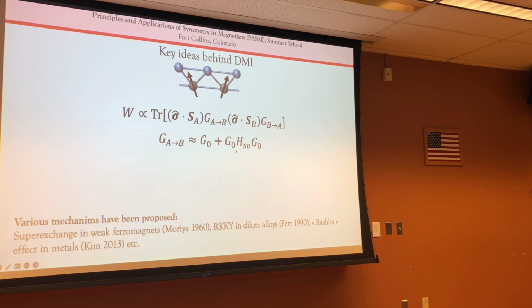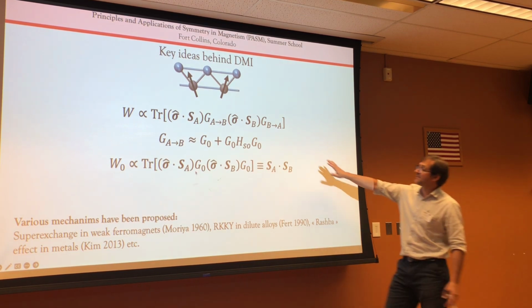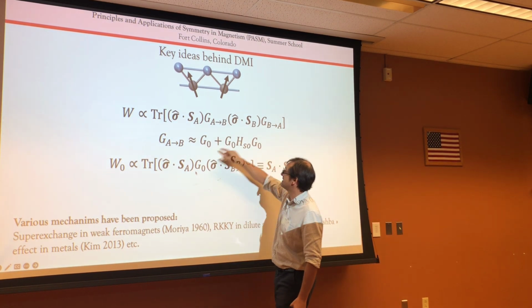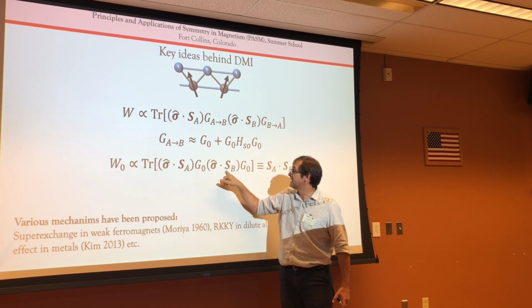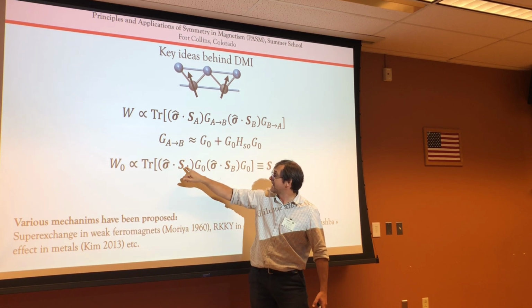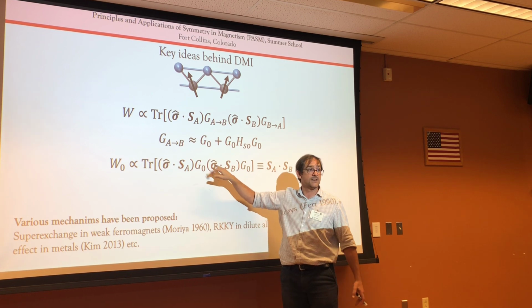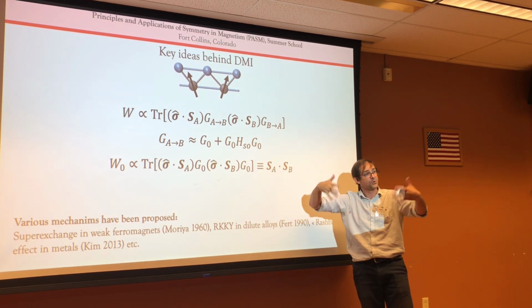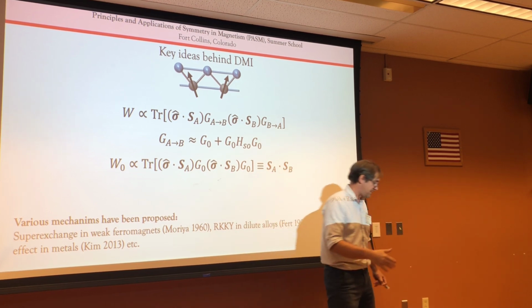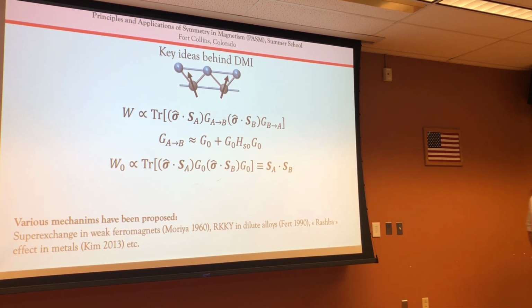Okay, that's for the theorists in the room. When you implement this Green's function inside this trace, you see that in the absence of spin-orbit coupling, this is diagonal in spin, so it doesn't act on those operators here, and you end up with a trace of sigma dot S_A, sigma dot S_B, and this trace gives you S_A·S_B. So that's your exchange. That's one way to compute the exchange between neighboring magnetic moments.